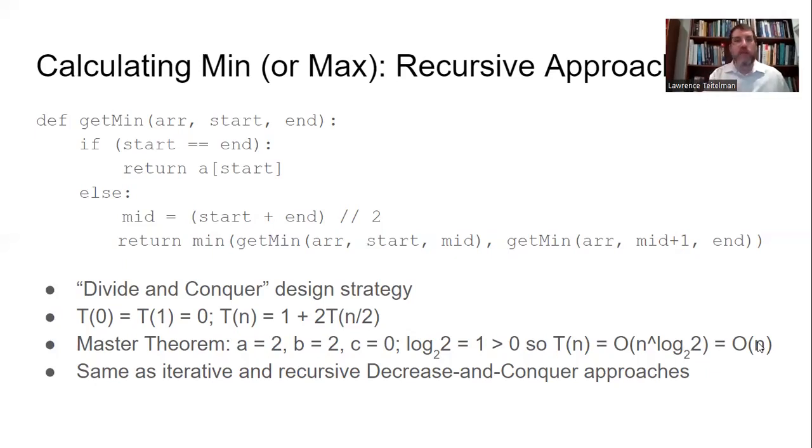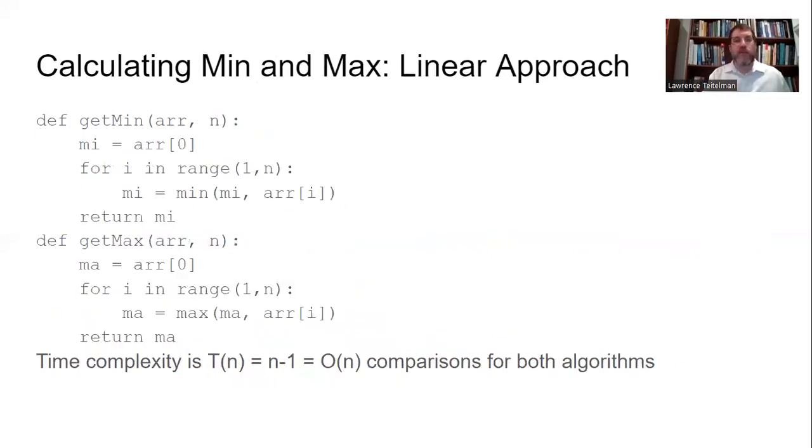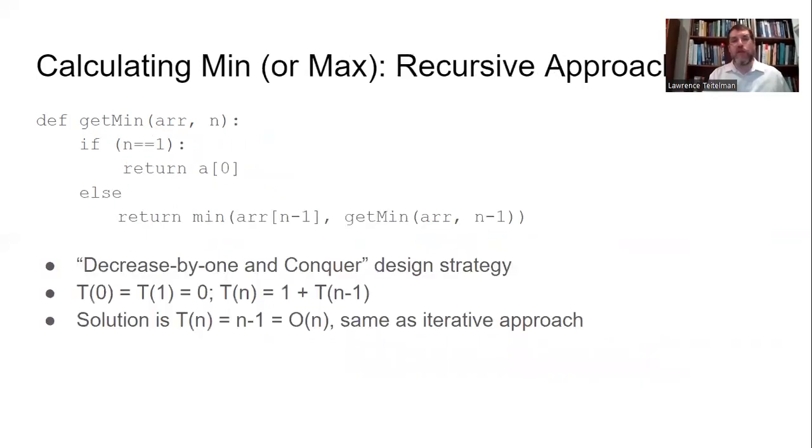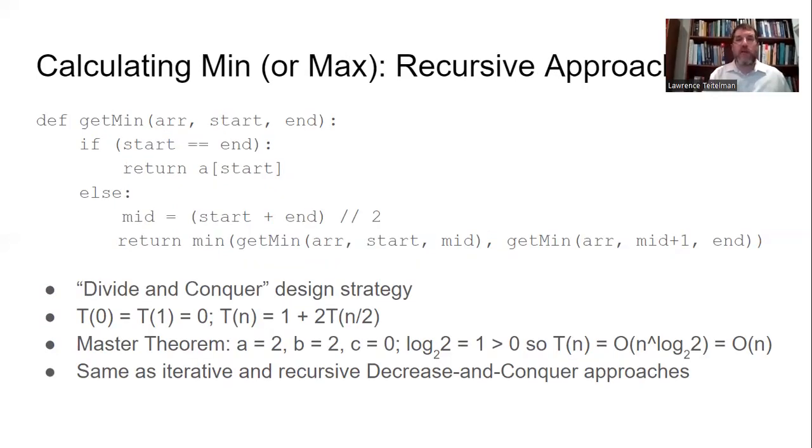Okay, so all 3 of these, the linear approach, the decrease by 1 and conquer approach, and the divide and conquer approach all have the same time complexity. I'm just doing that to show you different ways to do it.